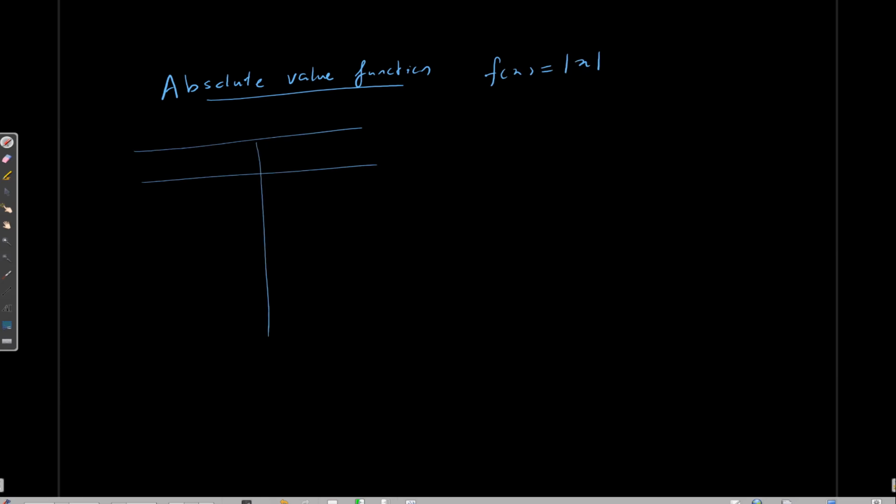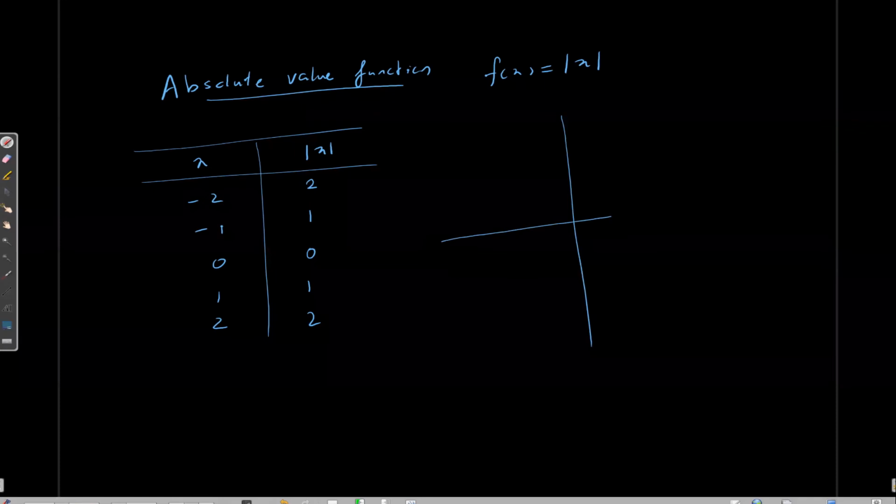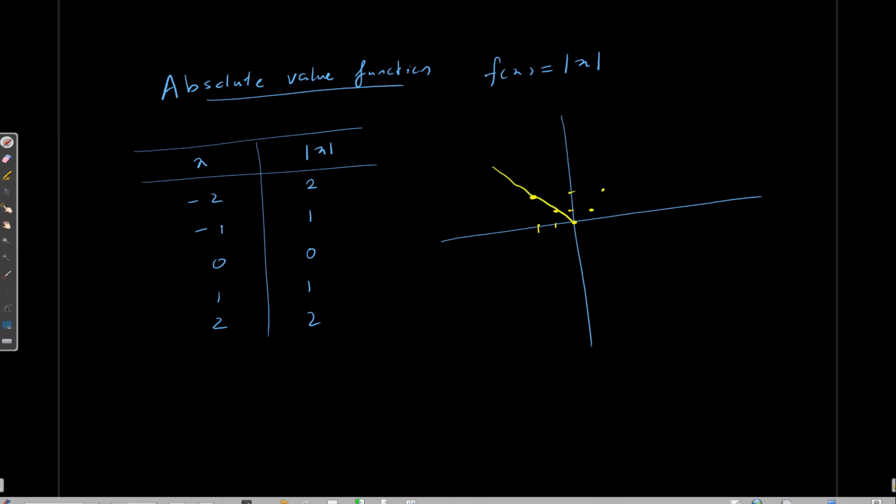Okay, next we are going to learn the absolute value function. So the base function f of x is absolute value of x. Now again, this is really easy. So x and absolute value of x, let's choose simple numbers, -2, -1, 0, 1, 2. Absolute value of -2 is 2, 1, 0, 1, 2. So if you draw -2, 2 here, -1, 1 here, 0, 0 here, 1, 1 here, 2, 2 here. See, it's two line segments.